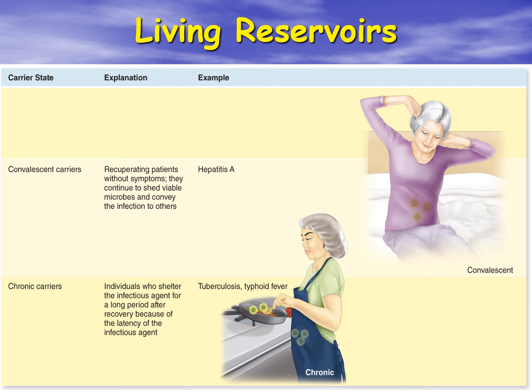Convalescent carriers. Do we still have some of the microorganisms present during convalescence? And yes, we certainly do. Or again, we could have these chronic carriers who shelter the infectious agents for long periods of time after recovery and because of latency of the infectious agent. Or it could be the individuals that may have had an asymptomatic disease or just never respond to the disease yet are carrying the organism. And one of the best examples of a chronic carrier was Typhoid Mary.